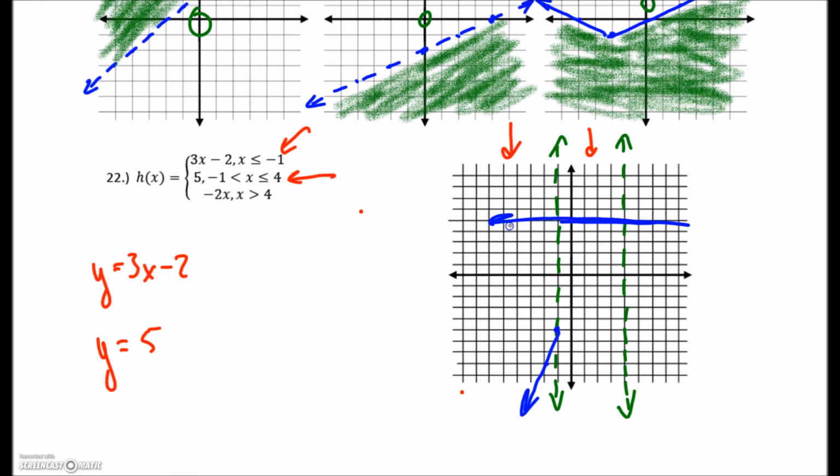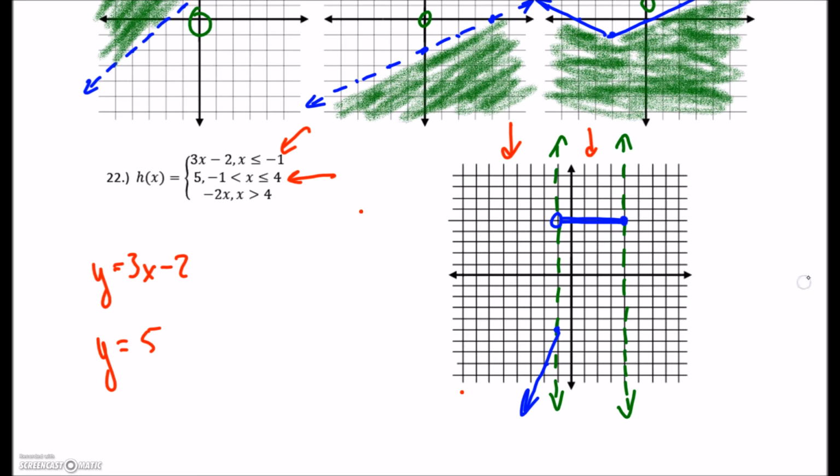And again, if I graphed the whole thing, it would look like this, and that would be fine and dandy, except I only want it in the middle section, so I need to erase the stuff that's not in the middle section. And then when I look over here at the -1, there's no equal to symbol, so I use an open dot back here at the -1. At the +4, there's an equal to symbol, so I use a closed dot.